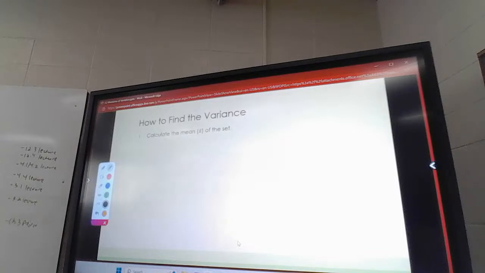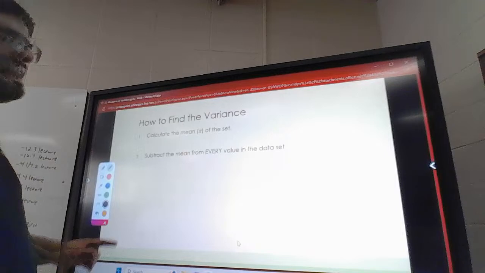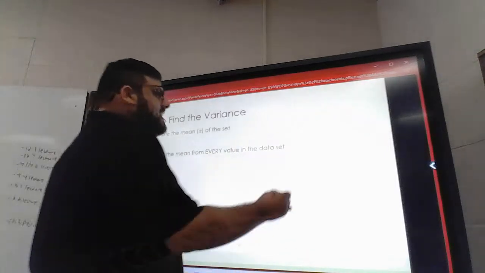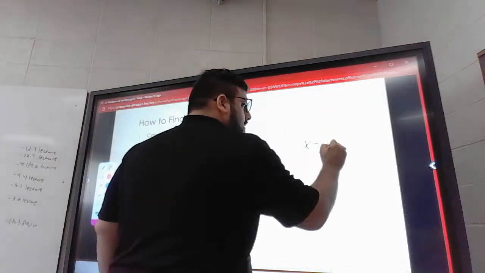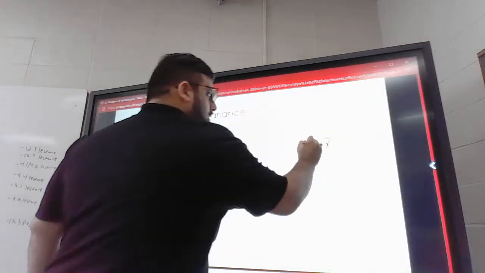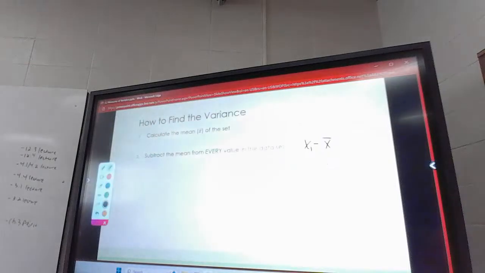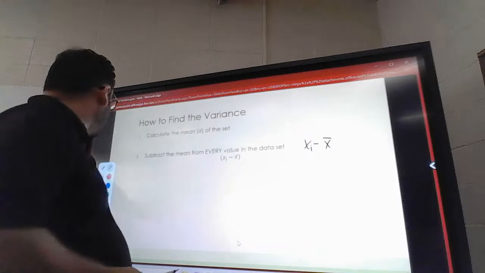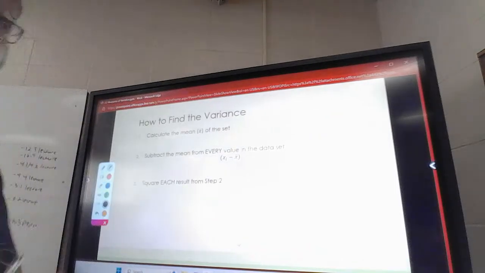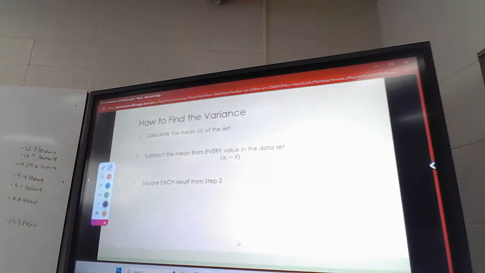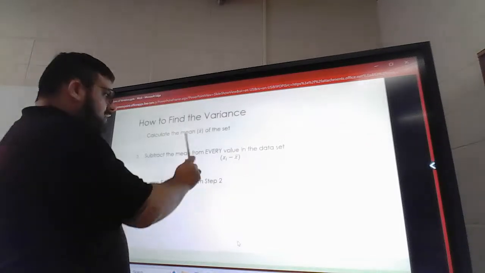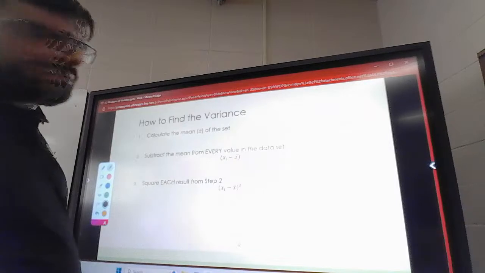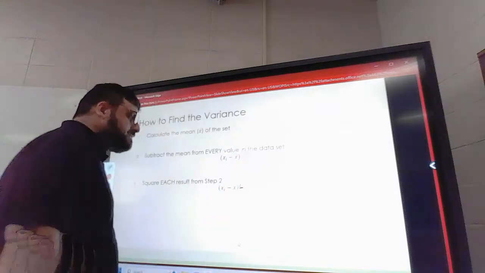Absolutely need to calculate the average of your set. Once you find the average of your set, then you subtract that average from every value in that data set. That's where this part of the formula comes into play. Once you subtract the average from every value in that set, then you want to square each of those results. That's where the exponent comes into play.